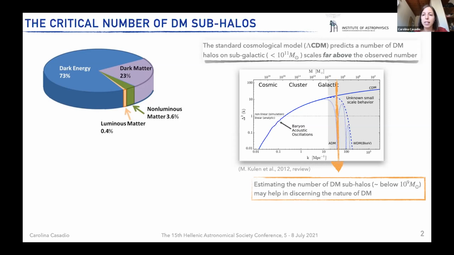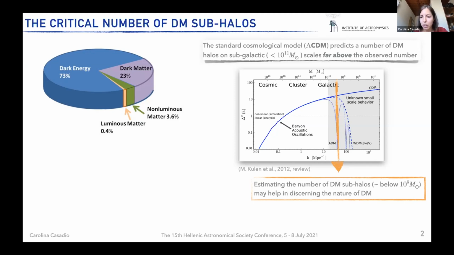One of them is that it predicts a number of dark matter halos on subgalactic scale, which is far above the observed number. In this plot, you see in the gray area exactly these subgalactic scales. That is where we have, let's say, less robust observational constraints. But as you can see, it is also where different dark matter models make very different predictions on the expected number of dark matter halos in this range of masses.